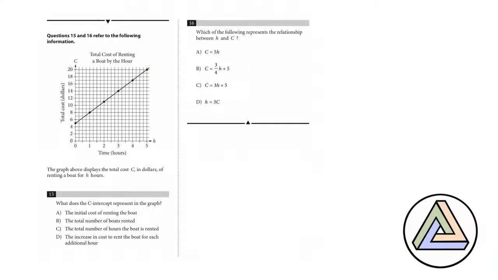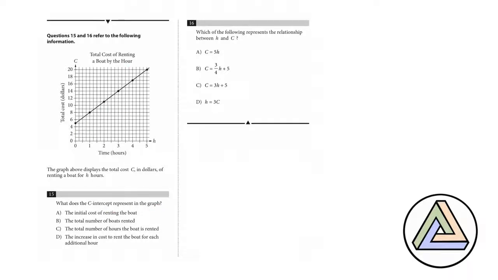All right, the graph above displays the total cost C in dollars of renting a boat for H hours, right? So first thing I see is that at 0 hours, there's like a 5 right here, total cost, $5. So it sounds like you pay the boat rental place like $5 right away, and then however long you're out there with the boat, you have to pay even more, right? Okay, what does the C-intercept represent? Okay, so that's literally what I just said.